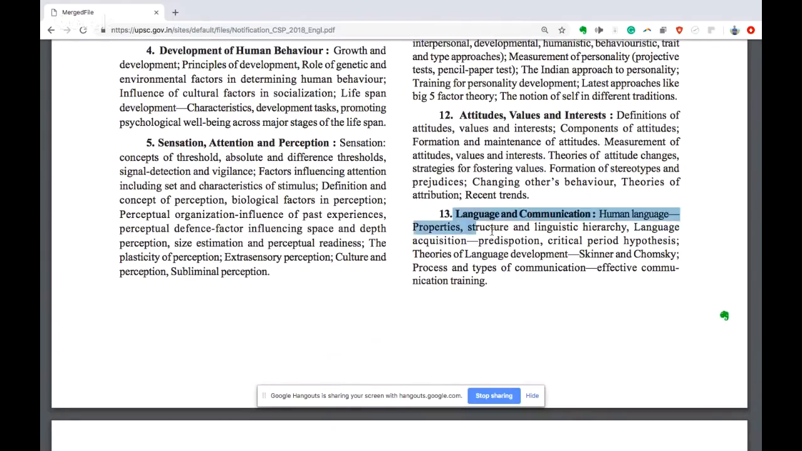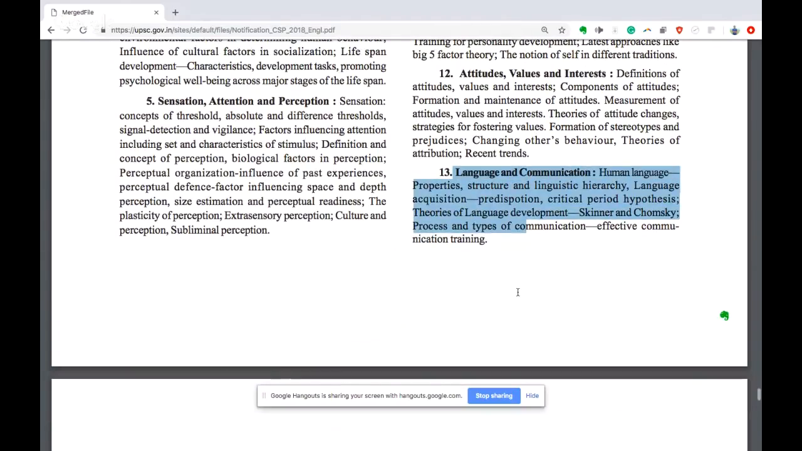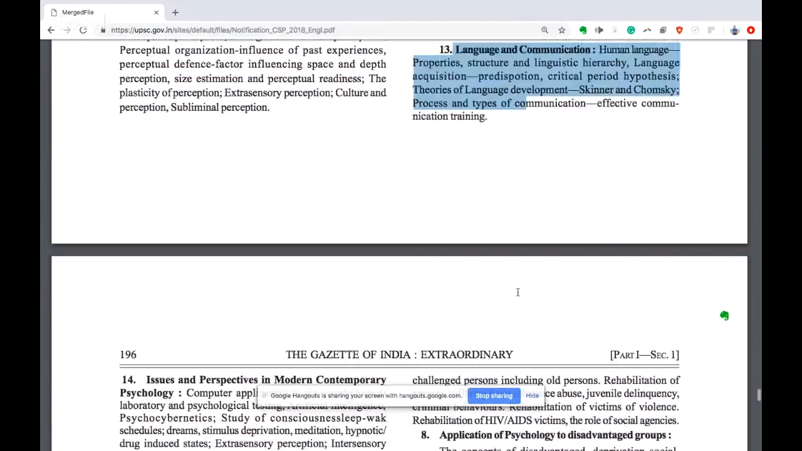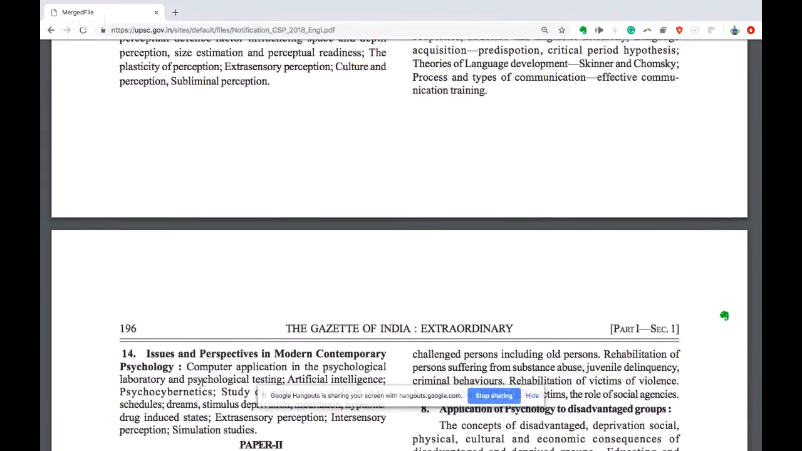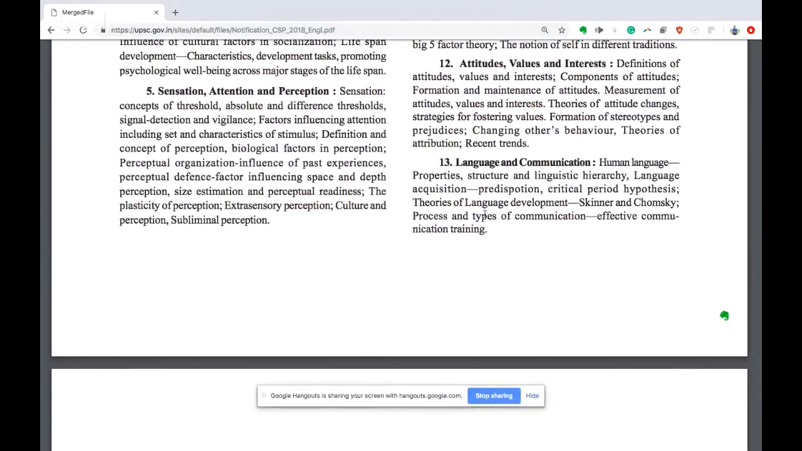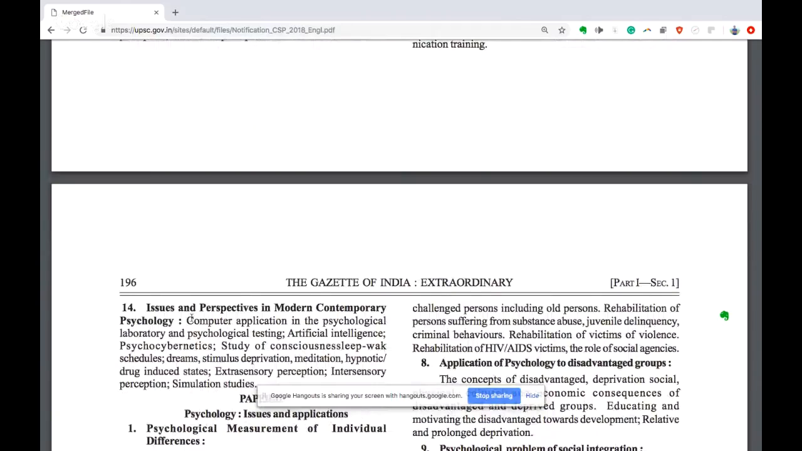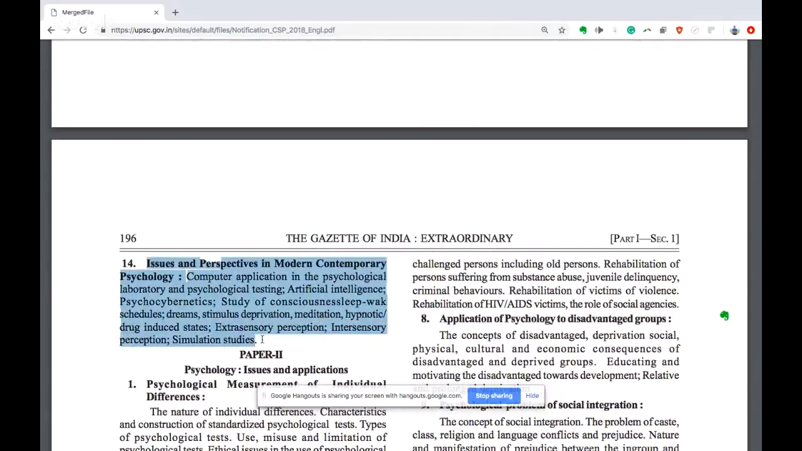Anyway, next is language and communication. I think this is the last chapter. Oh no, this is the second last chapter of paper 1, but practically this is the last chapter, because the last chapter is something which does not generally come. But anyway, I will not take this last chapter, which is the 14th chapter, as a different video, because much of this I'll cover in sensation, perception, and attention.